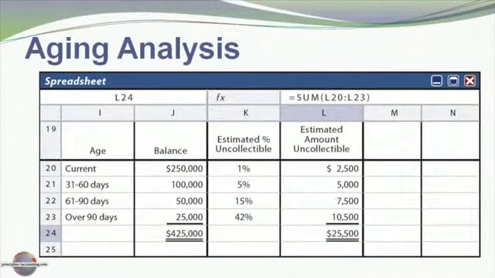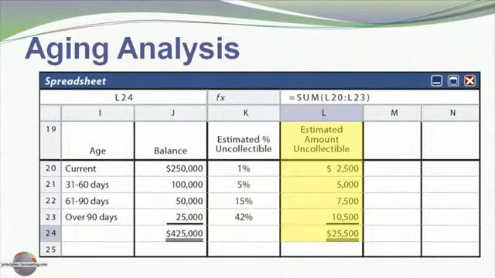Here is an aging that we've done in a spreadsheet. We have a total accounts receivable of $425,000. $250,000 of that is current, $100,000 is 31 to 60 days old, and so forth. And we know for this company from past experience that 1% of our current receivables prove to be uncollectible. The other 99% we anticipate collecting, 5% for the next strata, and so forth.